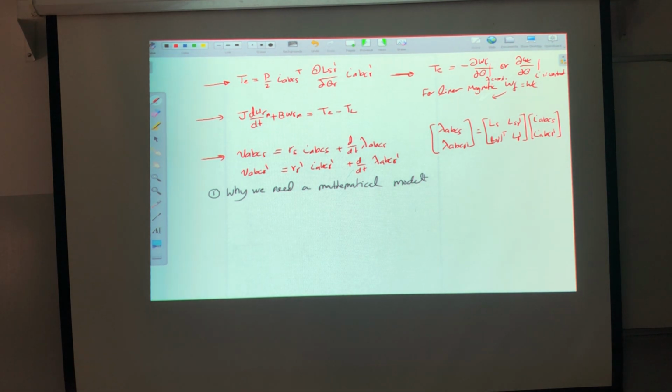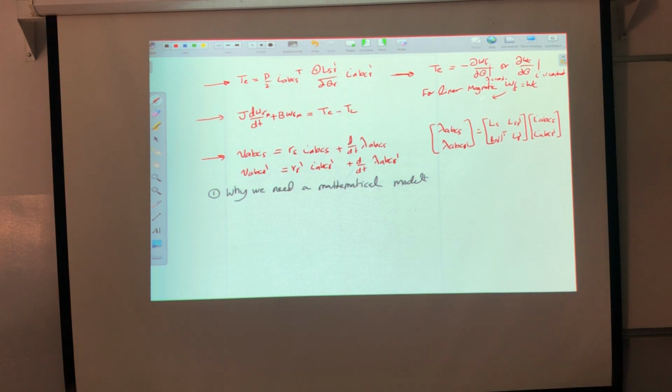So, why do we need a mathematical model? Ahmed said that we have the physical motor. We have the motor itself. If I'm having the motor itself, why do I need a mathematical model? I have it. I can touch it. To protect the motor.